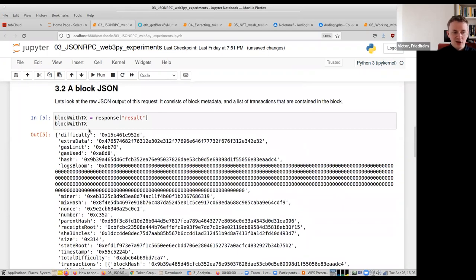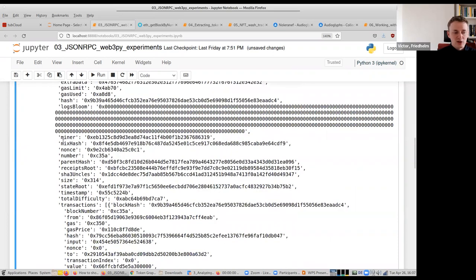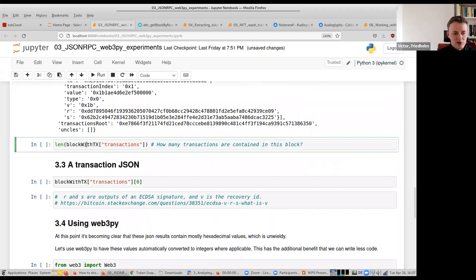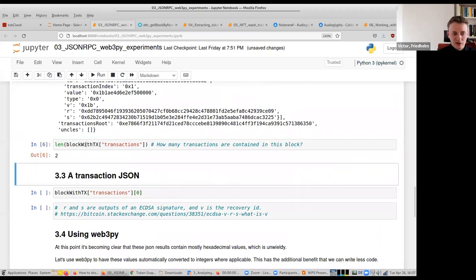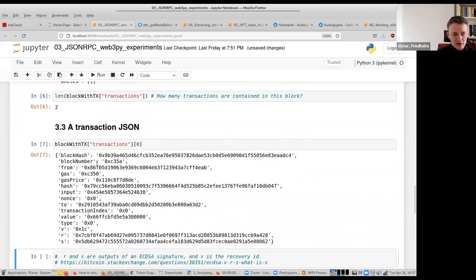But so then you can see some information about the block itself. It has a certain difficulty, a gas limit, so kind of the restriction, how many transactions with a certain complexity are allowed in that, how much gas was actually used, who is the miner, and so on and so forth. And then we can also check how many transactions were in this block, and it's just two in this case. And we can also take a look how that looks like.